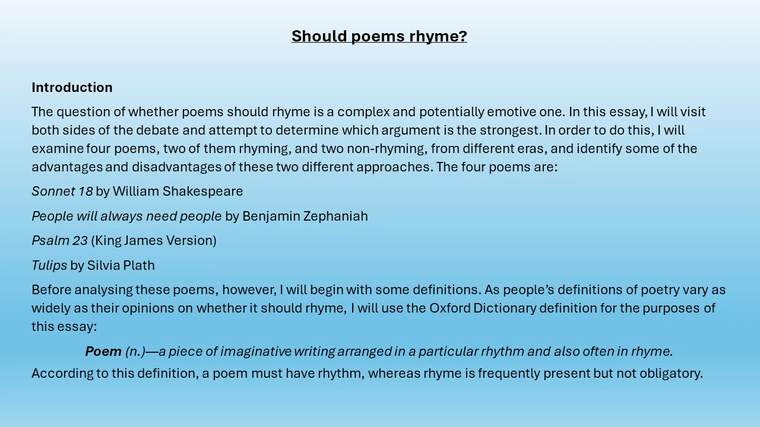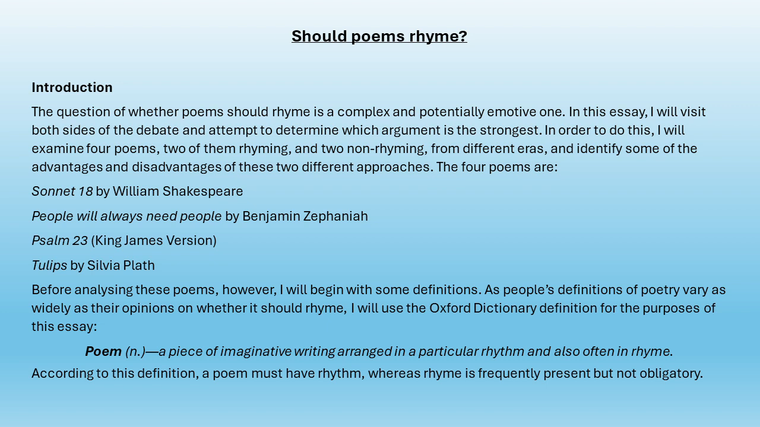The question of whether poems should rhyme is a complex and potentially emotive one. In this essay, I will visit both sides of the debate and attempt to determine which argument is the strongest. In order to do this, I will examine 4 poems, 2 of them rhyming and 2 non-rhyming, from different eras, and identify some of the advantages and disadvantages of these 2 different approaches. The 4 poems are Sonnet 18 by William Shakespeare, People Will Always Need People by Benjamin Zephaniah, Psalm 23 from the King James Version of the Bible, and Tulips by Sylvia Plath.